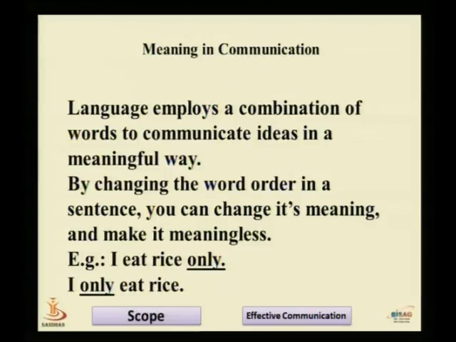So see, just the change of placement of a particular word, only, in both the sentences gives a different meaning. So that is very important, how you are drafting your sentence, how you are using it, what kind of vocabulary you are using for your communication process. And that creates the very essence of the process of communication, and that's called meaning. So meaning is the most important part.